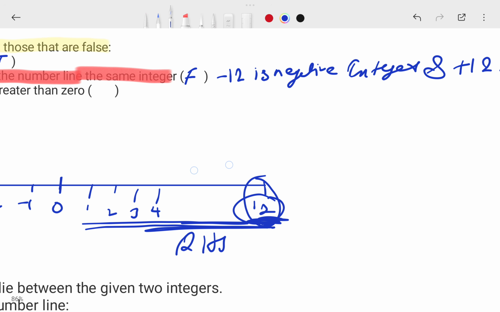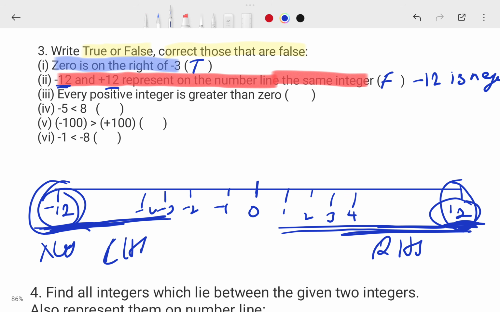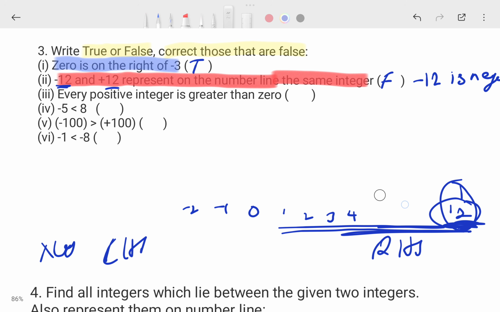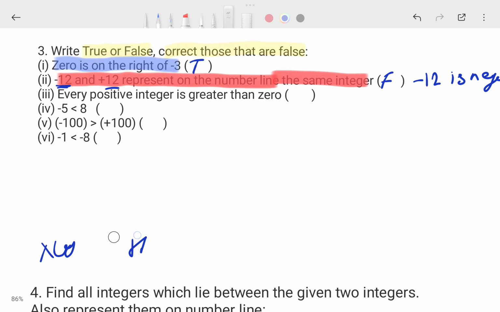Okay, why is it not the same here? Because minus 12 is negative and plus 12 is positive. That's why. Is it clear? So let me erase all this, and after that let's talk about the third question.